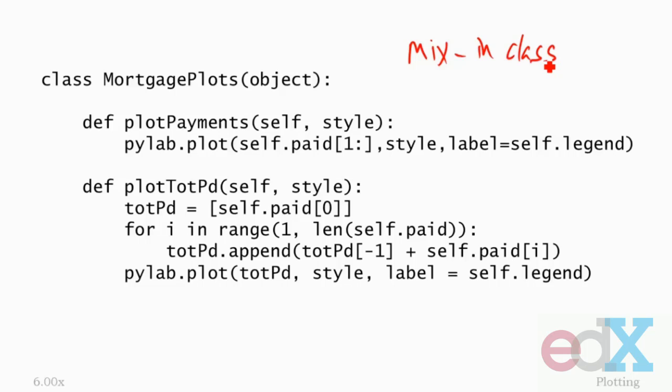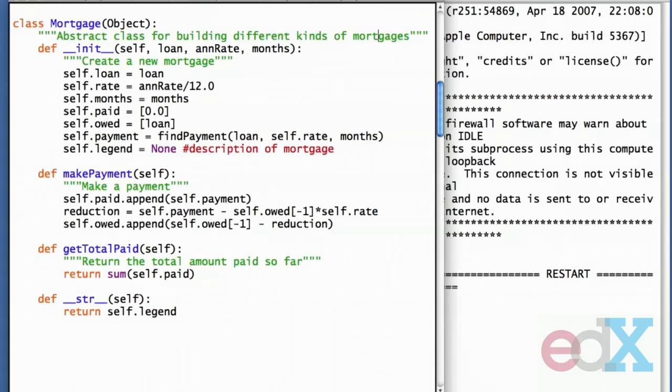I'll come back to the details of the class in a moment, but first let's look at how it's incorporated into our overall program. Come over now and look at the code. I've reproduced the code that you saw in the lecture on classes, but I'm going to modify it now. I'm going to use the multiple inheritance mechanism of Python to take mortgage and change it so that it not only incorporates object, but also incorporates the class we just looked at, mortgage plots.